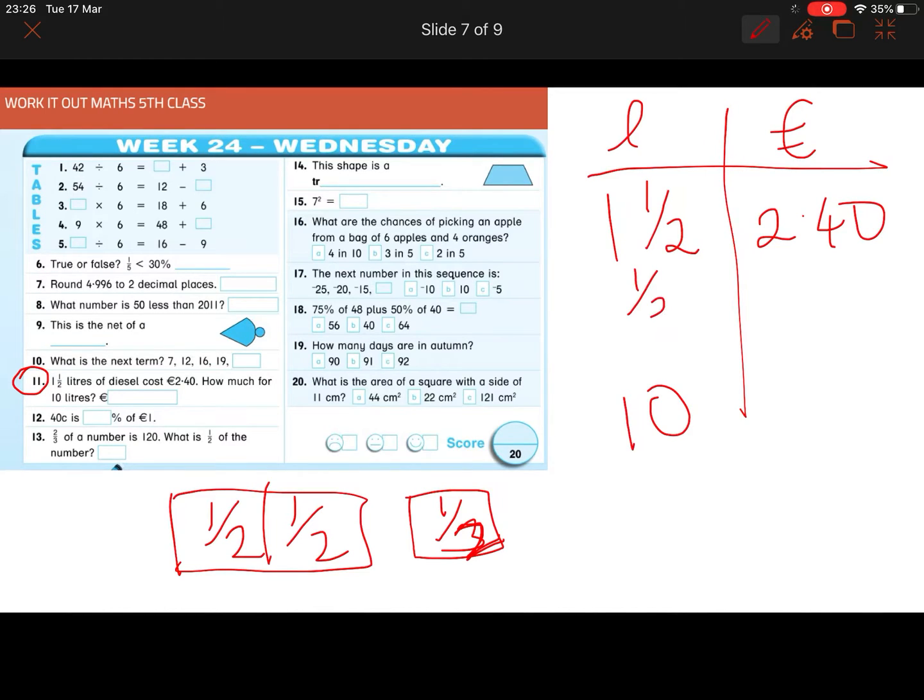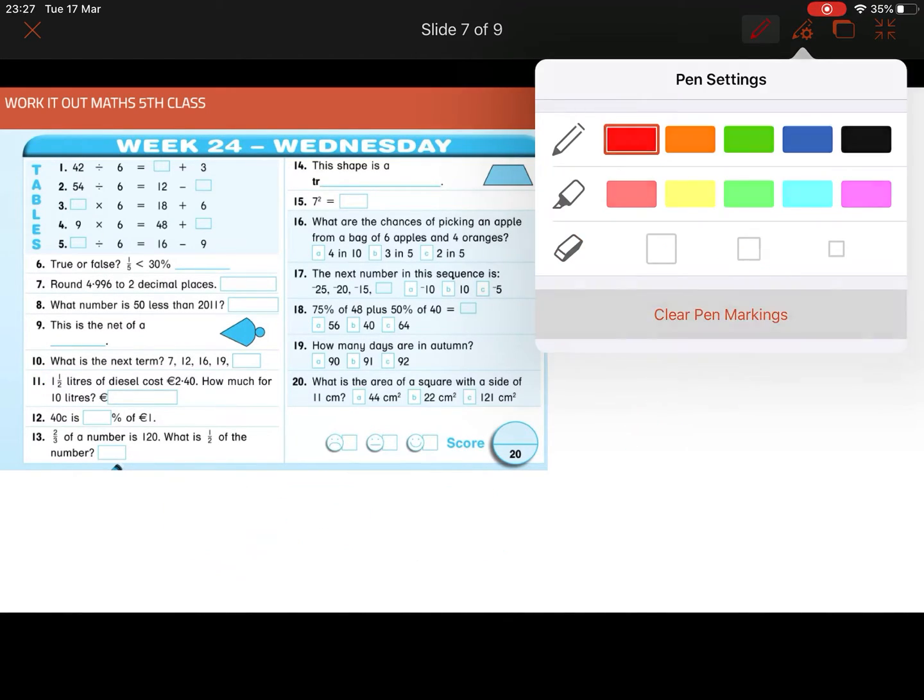So we could easily find out how much it is for a half if we divide each by 3. Once we've half, we could find out how much it is for 1 litre, and then we could find out how much it is for 10. So we're going to have to find out how much it is for half by dividing each side by 3, because there's 3 halves in 1.5. They can be a bit tricky at times.